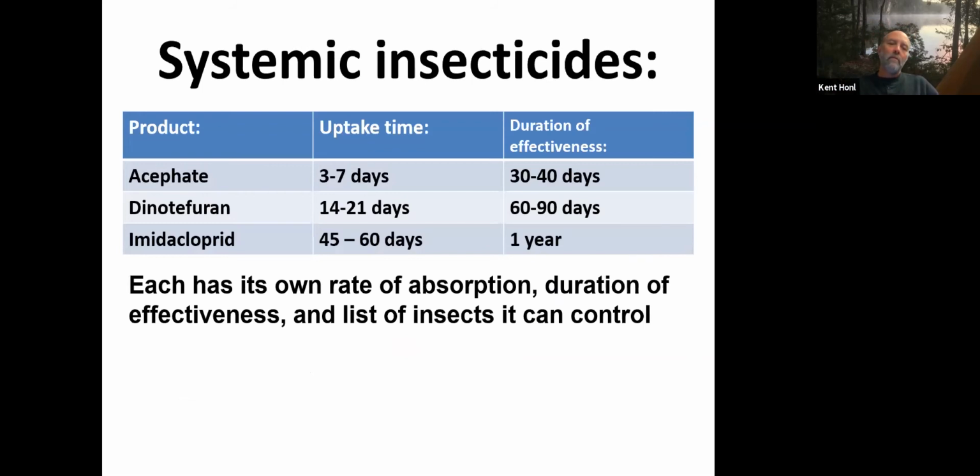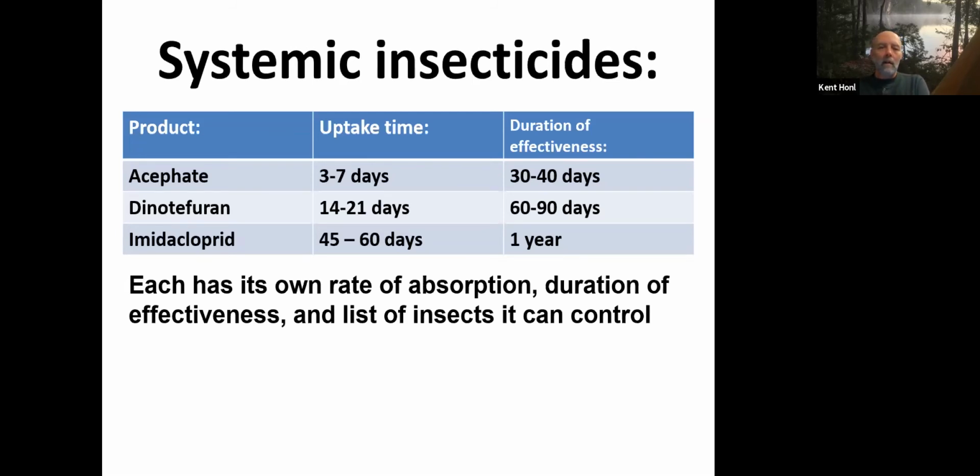So what we do have in the toolkit falls into three categories: acephate, dinotefuran, or imidacloprid as soil applications. Each one of them has its own rate of absorption, duration of effectiveness, and list of insects it controls. You use acephate if you want a really quick uptake time, like 3 to 7 days to get into the tree, and then it lasts for 30 to 40 days and it's gone. That can be very advantageous if you want quick uptake and effectiveness, but then be out of the pollen stream for next year's flowers. There's no product there to get in the way and cause trouble for pollinators. So a good IPM practice is to prescribe these effectively for what you need to have in place.